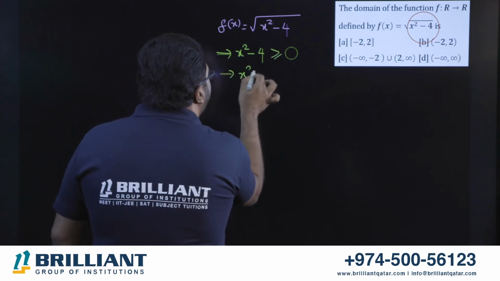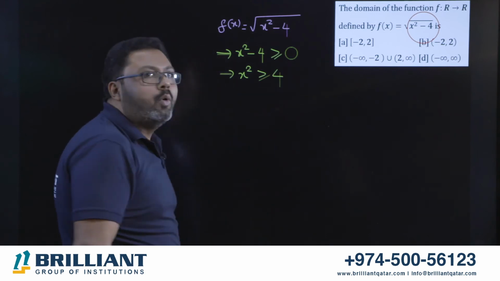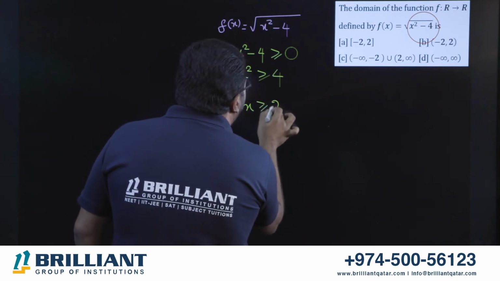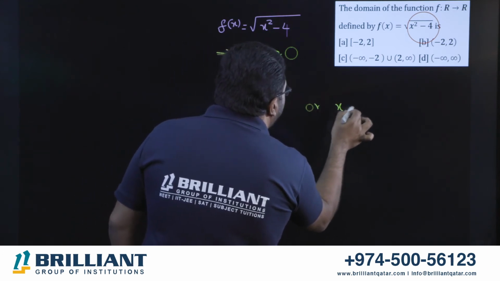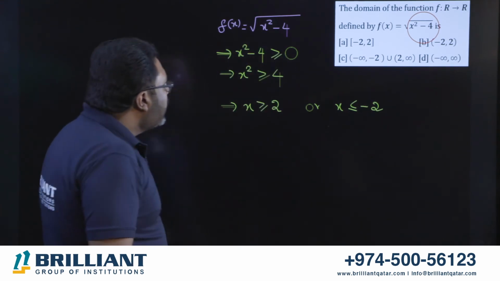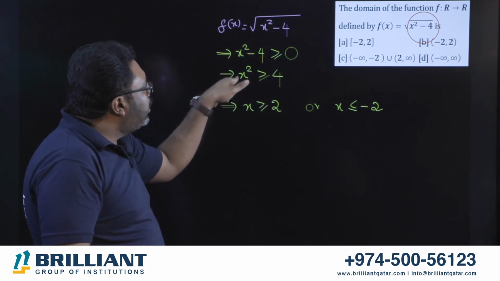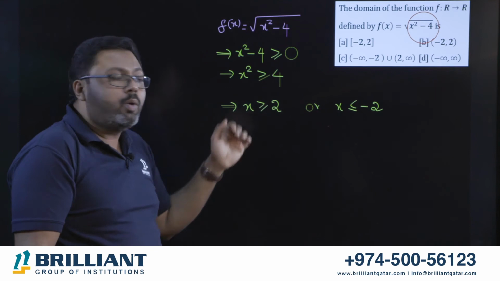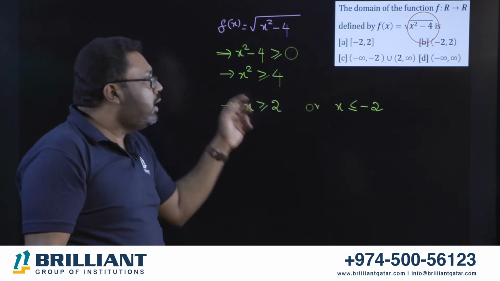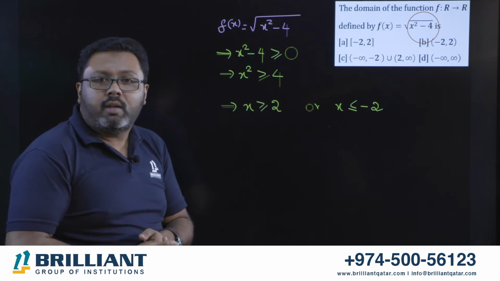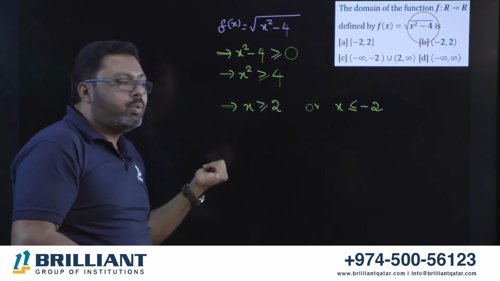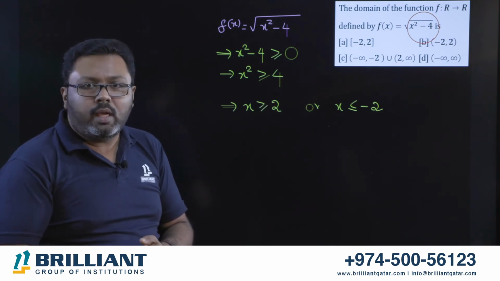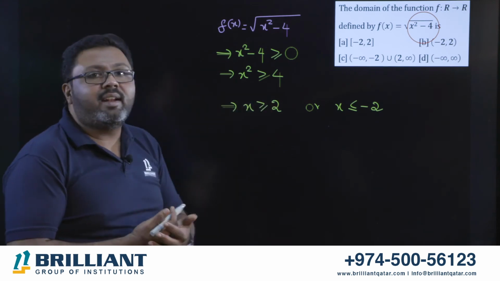That implies x squared should be greater than or equal to 4, which means x should be greater than or equal to 2, or x should be less than or equal to minus 2. Because if I take a number greater than or equal to 2 for x, its square is going to be greater than or equal to 4. Say 3, 3 squared is 9, greater than 4. Say a number less than minus 2, minus 3. Minus 3 squared is also 9, which is greater than 4. So the negative numbers less than minus 2 and the positive numbers greater than 2 always give me a square which is greater than or equal to 4.